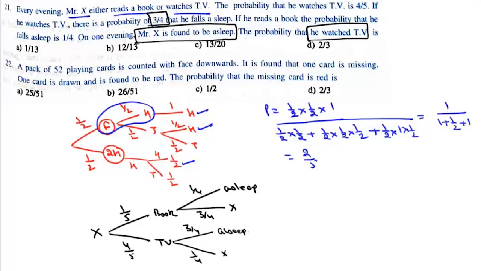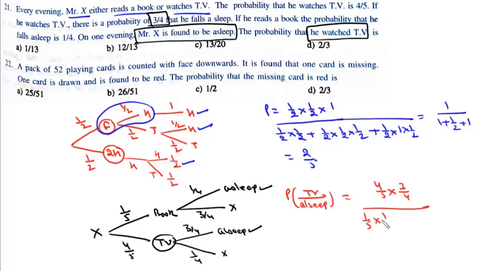So this again is a case of Bayes theorem. He is found to be asleep, and we need to find the probability that he was watching TV. So this probability that he was watching TV, if it is found that he was asleep, is going to be, with this case in the numerator, 4 by 5 into 3 by 4, upon these two cases, which is 1 by 5 into 1 by 4 plus 4 by 5 into 3 by 4. Now this is simply 12 by 13, and that's your option B.